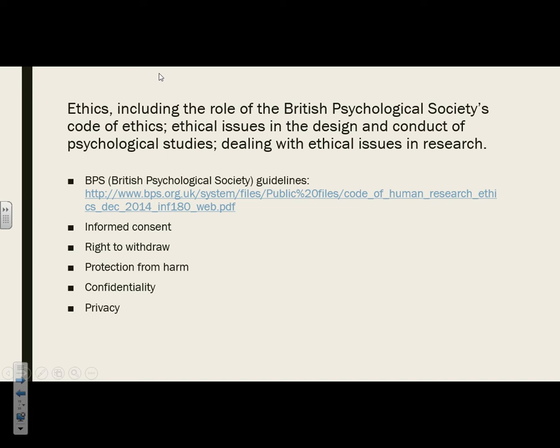Protection from harm, you would do this by making sure that they weren't being exposed to risks any more than they would do in their everyday day-to-day lives. You could ask the ethics committee to look at that. You could ask a peer to review that one as well.